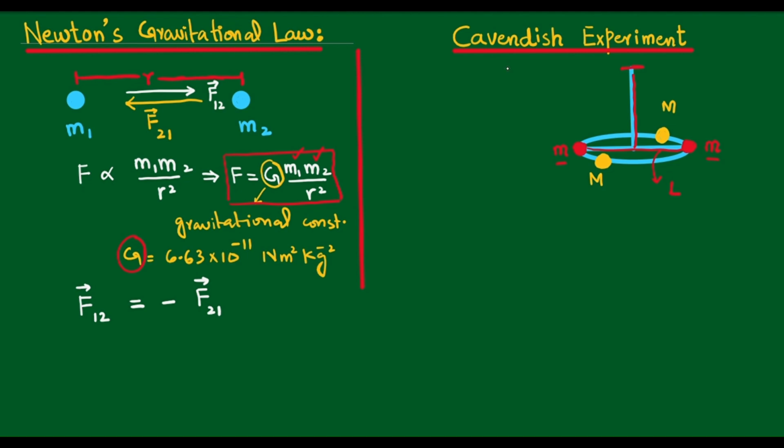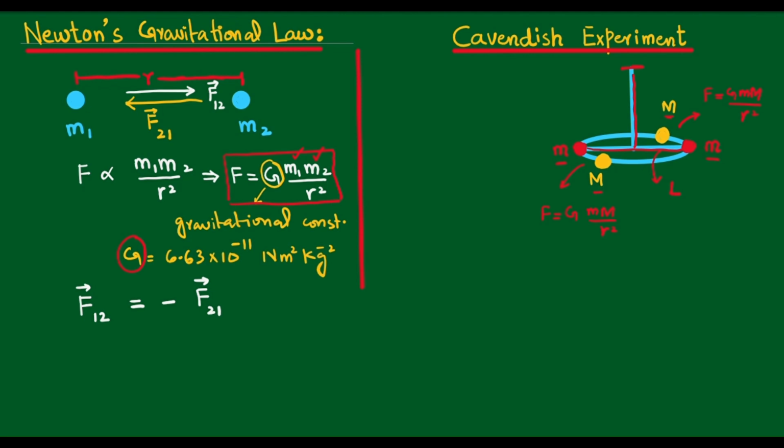If we bring a capital M mass near each small m, as we discussed earlier, there will be an attractive force between small m and capital M, and there is also an attractive force between the other small m and capital M. This attractive force will be F is equal to capital G small m capital M divided by r square. Here r is the distance between small m and capital M. The same force acts on the other pair: F is equal to capital G small m capital M by r square.